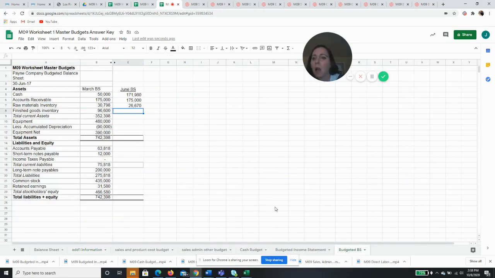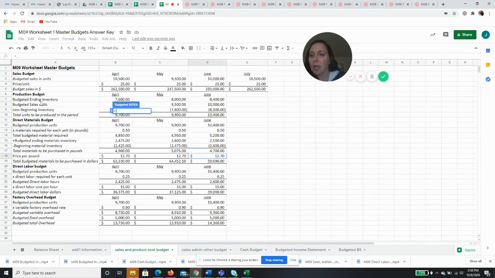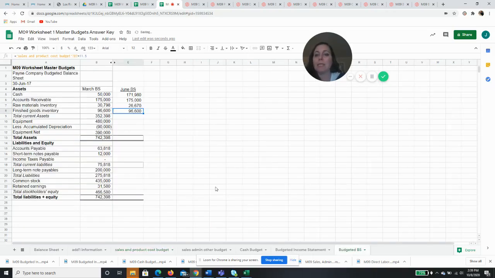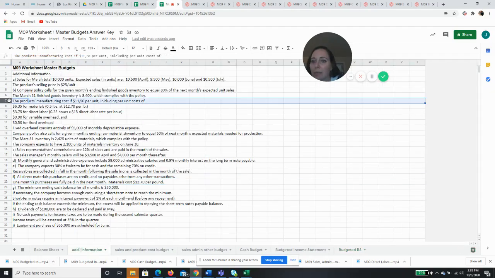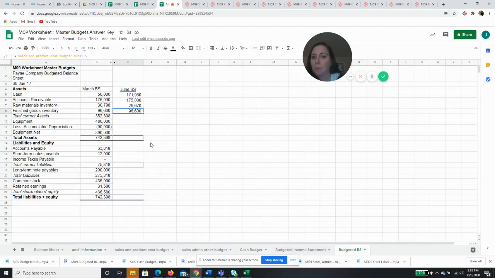Cool? All right, finished goods inventory. We're going to get that from our production budget. And our ending inventory in June is going to be 8,400 units. Remember, we don't put units on a balance sheet. We put dollars. Balance sheet likes the dollars. So times 11.50 a unit. It's going to be the same amount that we use for cost of goods sold. Again, we got that right here, 11.50 a unit.